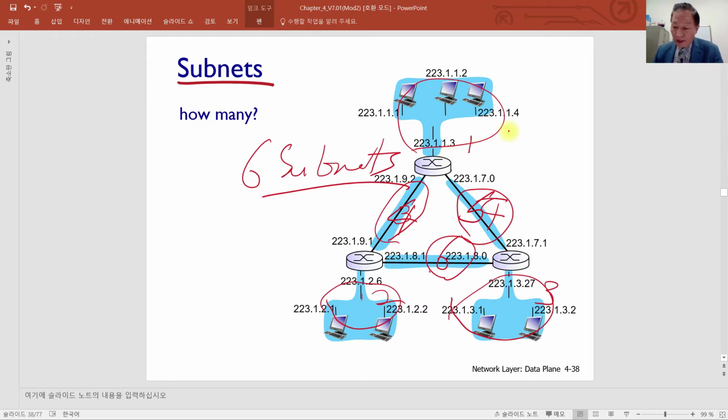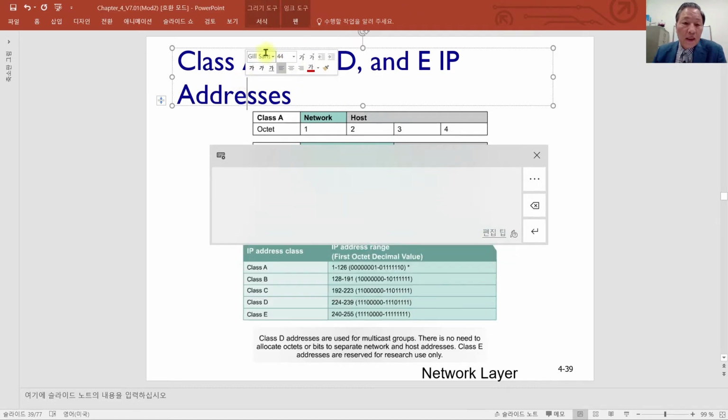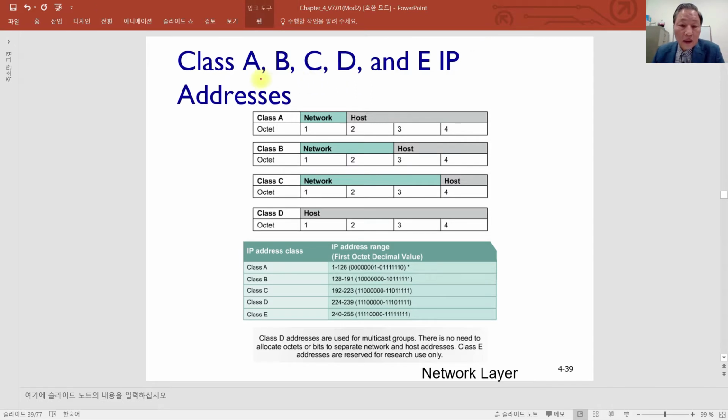Okay, let's move to the next. We can use these class type IP addresses. Here, this one is always being changed, so I'll change it back. This one uses class A, class B, class C, class D to differentiate the different groups of IP addresses.